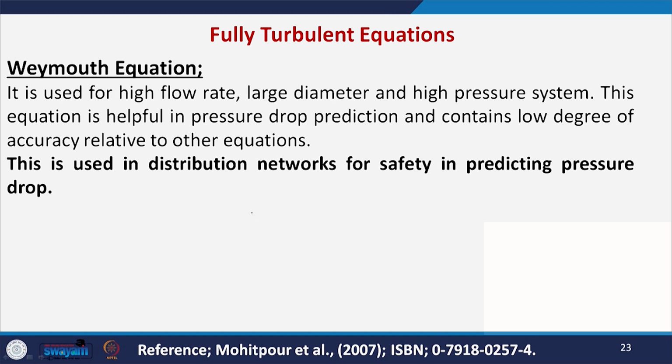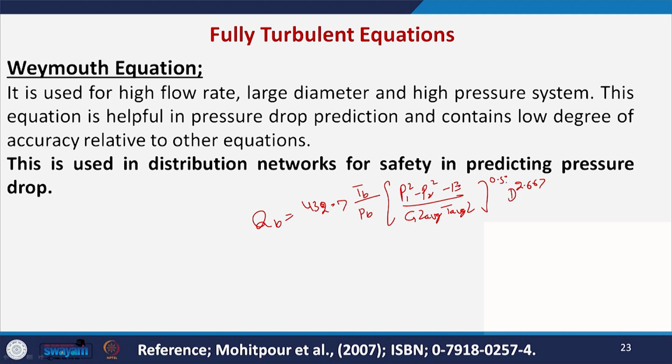Now this equation can be written as Qb is equal to 432.7 Tb upon Pb, P1 square minus P2 square minus E upon G Z average T average L to the power 0.5, D 2.667, and the transmission factor can be defined as 1 upon f is equal to 11.19 d to the power 1 by 6.